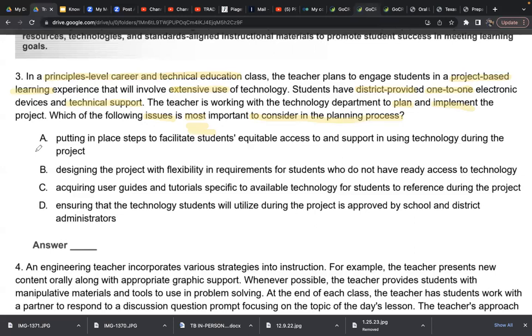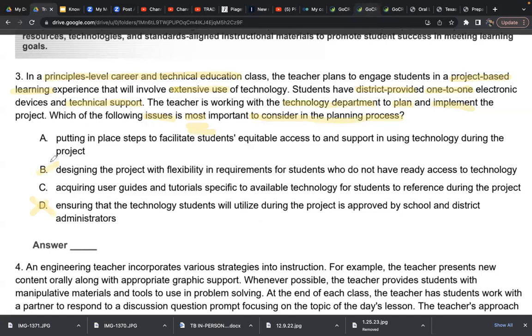Okay, what can we get rid of? D, I think, because the school district already provides 1-to-1 electronics. So which one? I say D. Oh, D, ensuring the technology students utilize is approved. Yeah, we're planning it with the technology department. I don't think they're going to disagree. We're working with them in the planning and implementation. If we were going to use something that isn't approved, the technology department would jump in real quick. So I would say D is not it too.